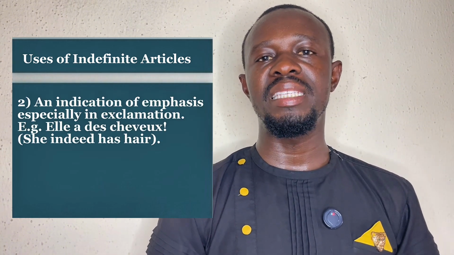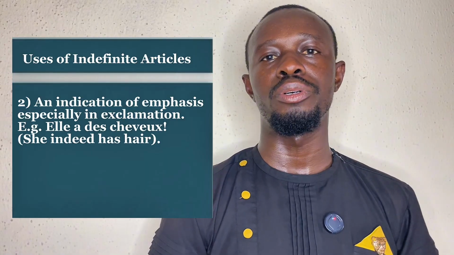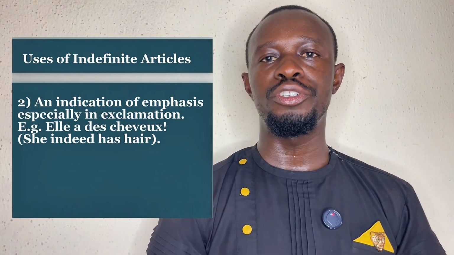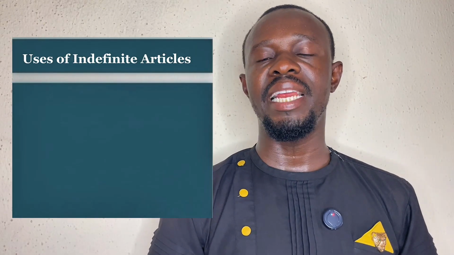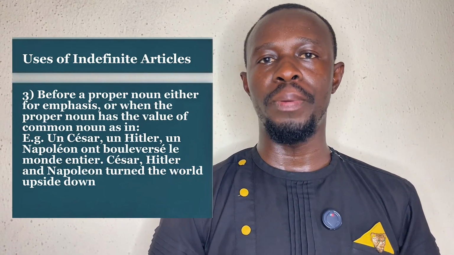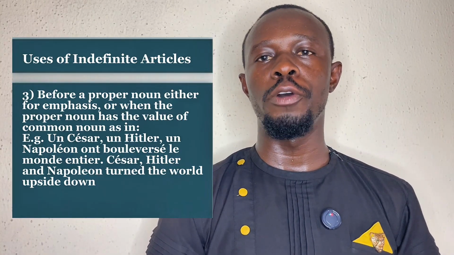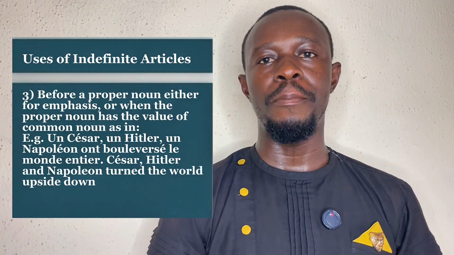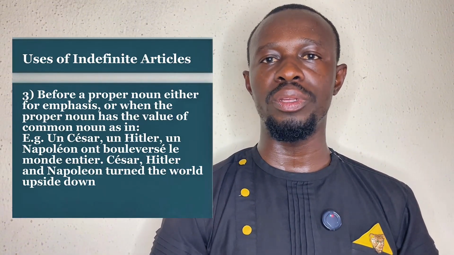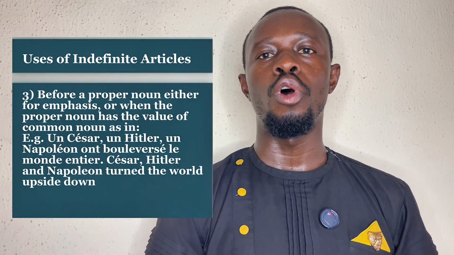And number two, you can see it as an indicator of emphasis, especially in exclamation. So you can see it in "elle a des cheveux," which means she indeed has hair. And three, you can see it before a proper noun, either for emphasis or when the proper noun has the value of a common noun, as in "un César, un Hitler, un Napoléon ont bouleversé le monde entier," which means Caesar, Hitler, and Napoleon turned the world upside down.